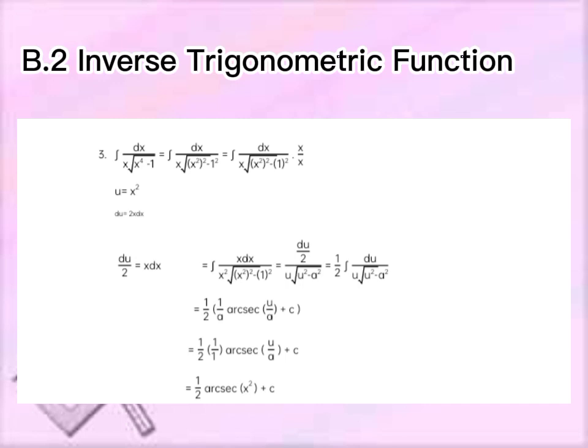The integral of dx all over x square root of x to the fourth minus 1. How will we get the integral of that? We write it as the integral of dx all over x square root of x squared squared minus 1. The x squared would be our u and the 1 is our a. So we use substitution again: u is equal to x squared, du is equal to 2x dx, so du all over 2 equals x dx.